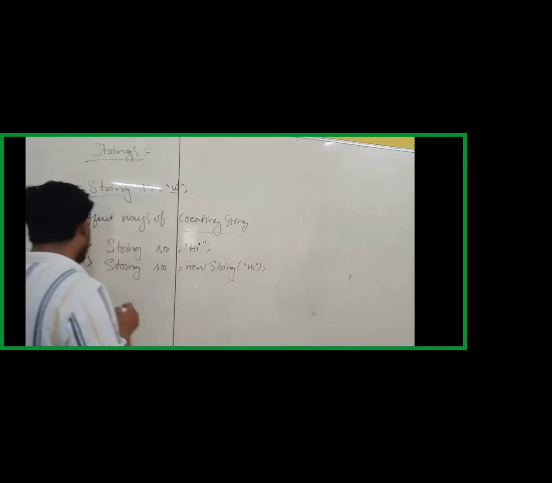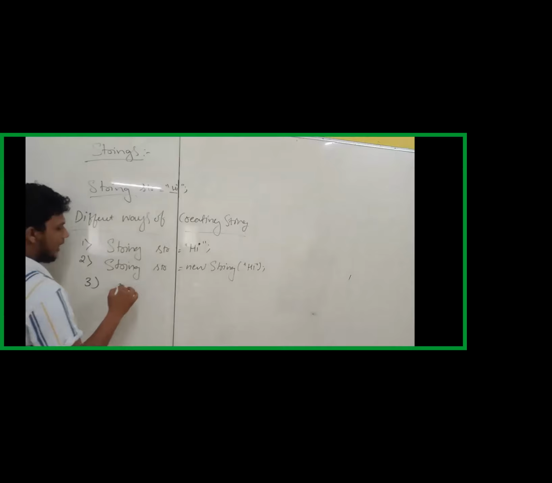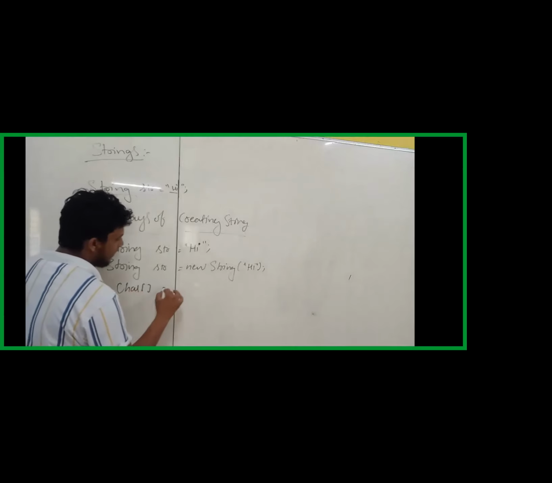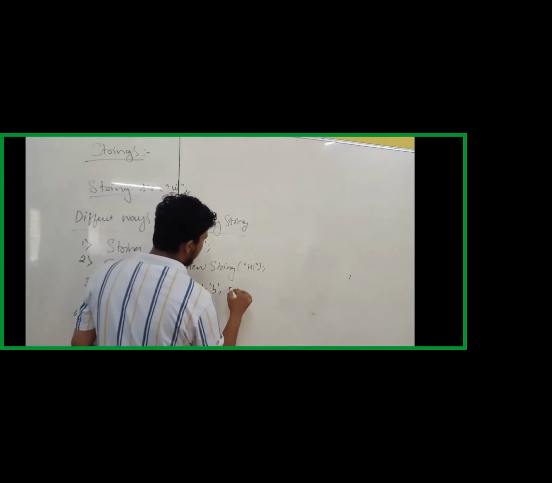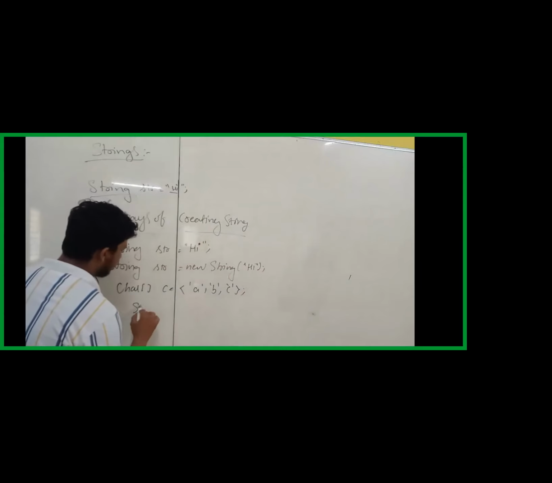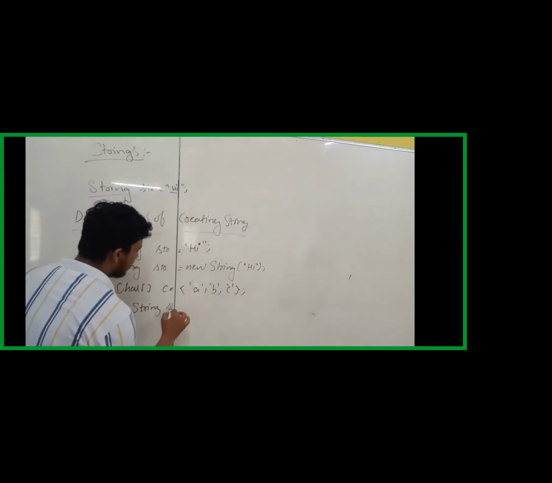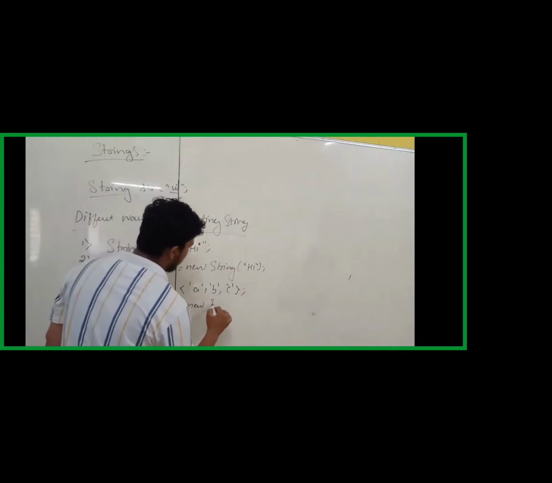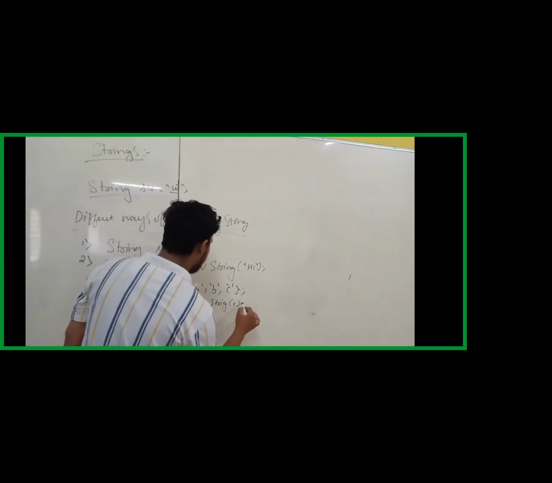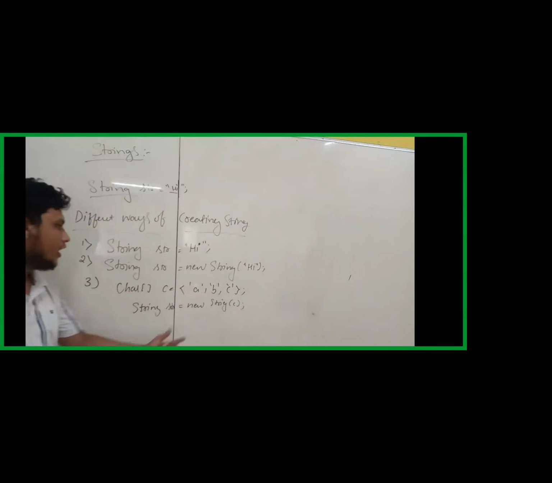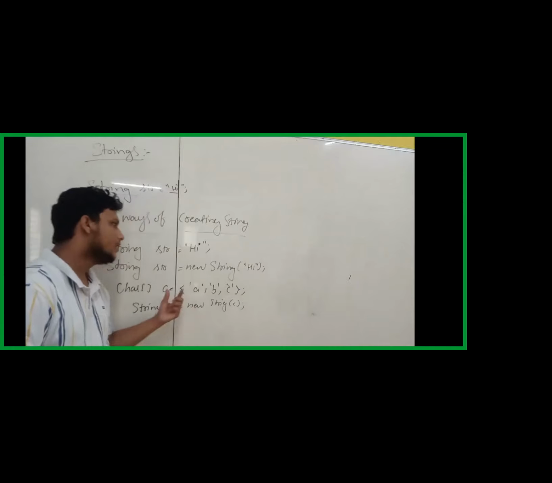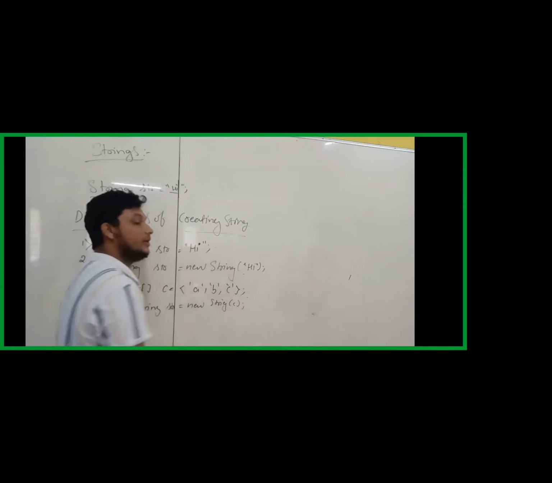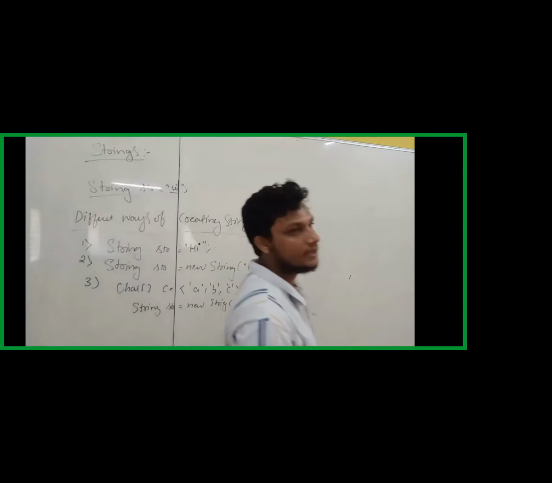Apart from that, there is one more way to create a string. I'll write char array c is equals to {'a', 'b', 'c'}; and I'll put the semicolon here. Then String str is equals to new String(c). Then a group of characters will merge and become a string. So this is the first way, this is the second way, this is the third way we can create strings in Java.